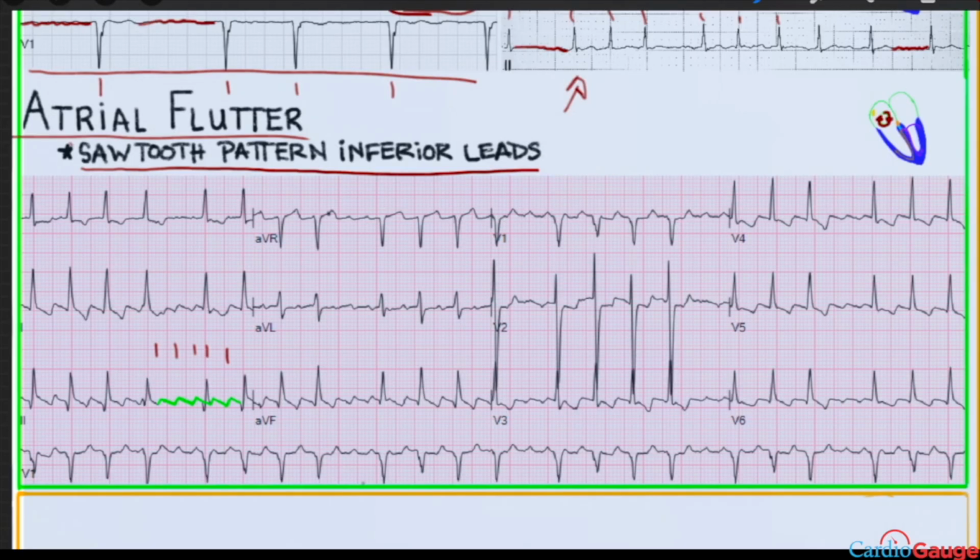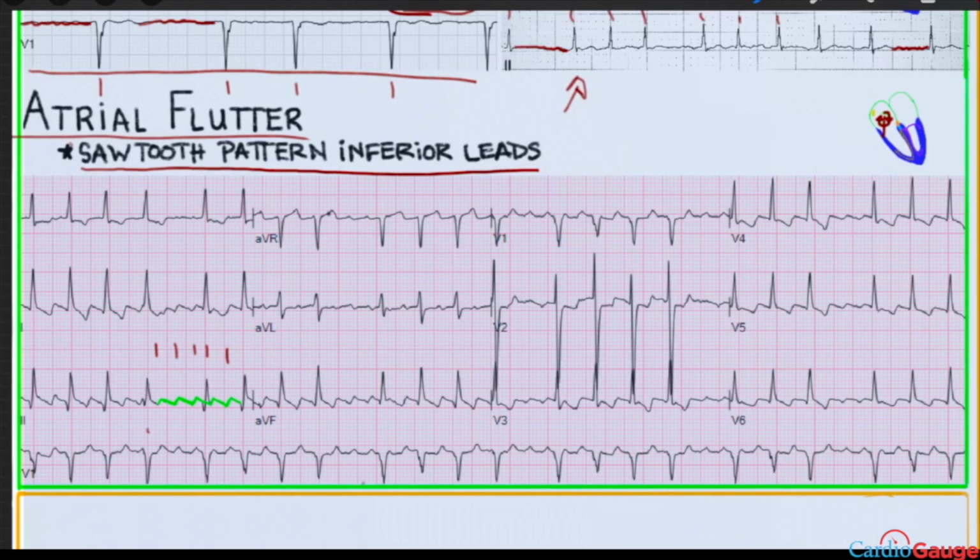It's treated similarly to atrial fibrillation, but it's a lot easier for the electrophysiologist to take care of the atrial flutter and stop it. They can do a procedure where they break the cycle in the right atrium, and then that stops the atrial flutter from coming back.